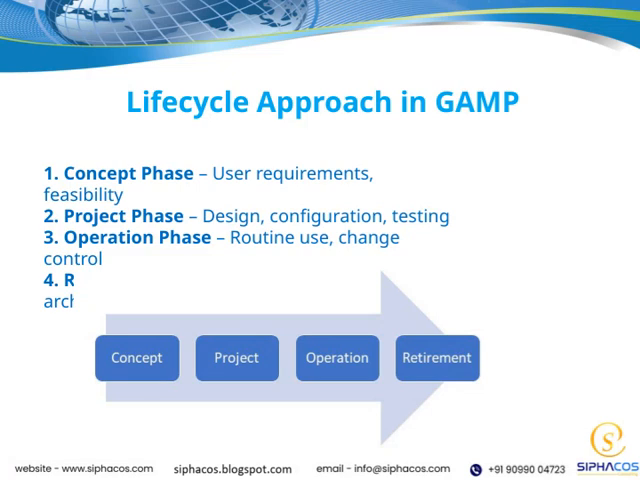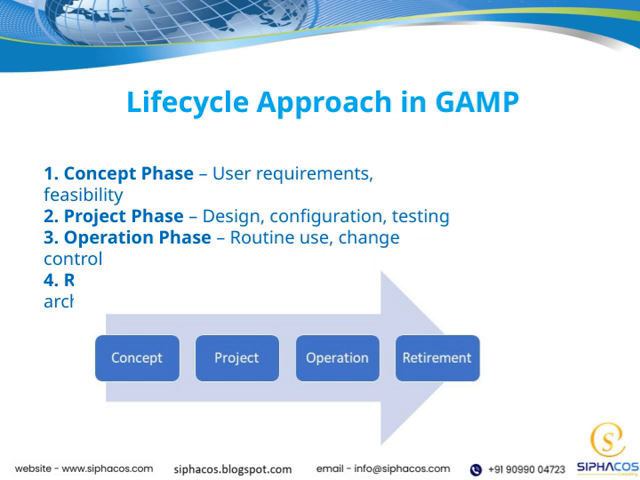Let's walk through the different phases of the lifecycle approach in GAMP. First, we have the concept phase, where we gather user requirements and evaluate feasibility. This is all about understanding what the system needs to do and whether it's practically achievable. Next is the project phase, which involves designing the system, configuring it, and thoroughly testing everything to ensure it meets the requirements. This phase is critical for building a solid foundation.